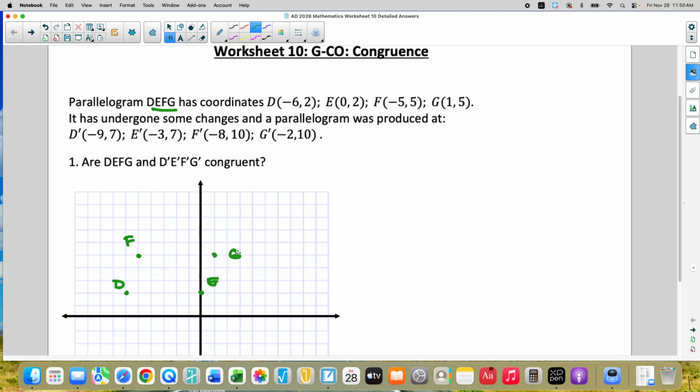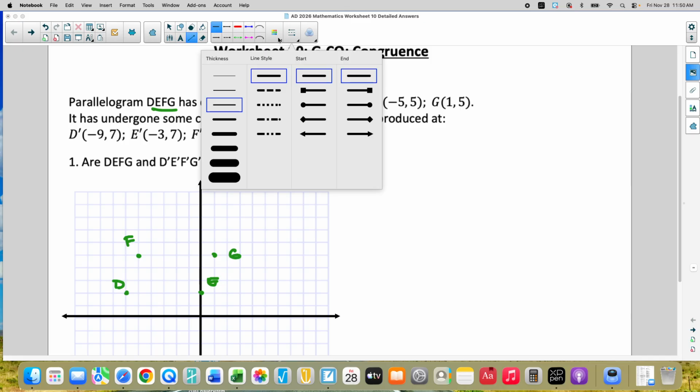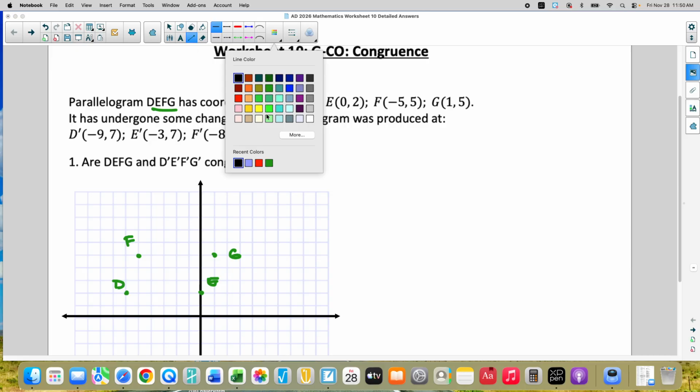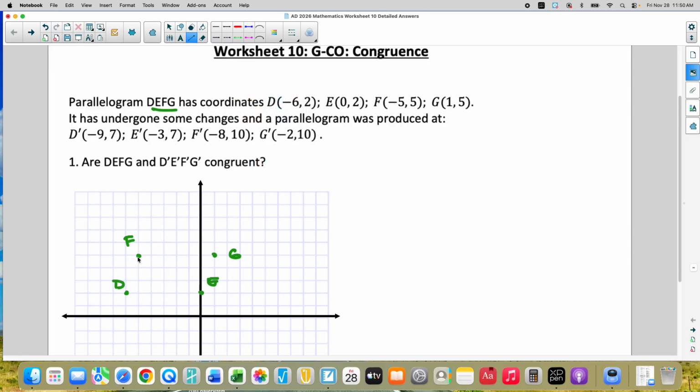So that's G. Okay, and if we connect the dots with green, that looks like a parallelogram. Good. And now we have D prime, D, E. See, this is horrible. This is not correct. You would not name it D, E, F, G. You would name it D, F, G, E, D, E, G, F.